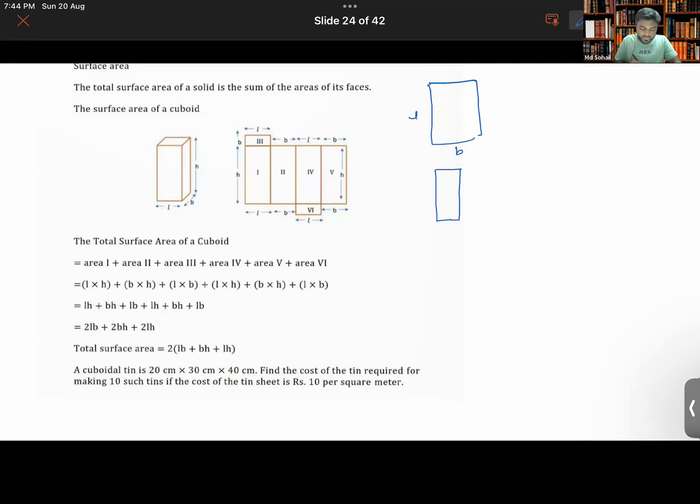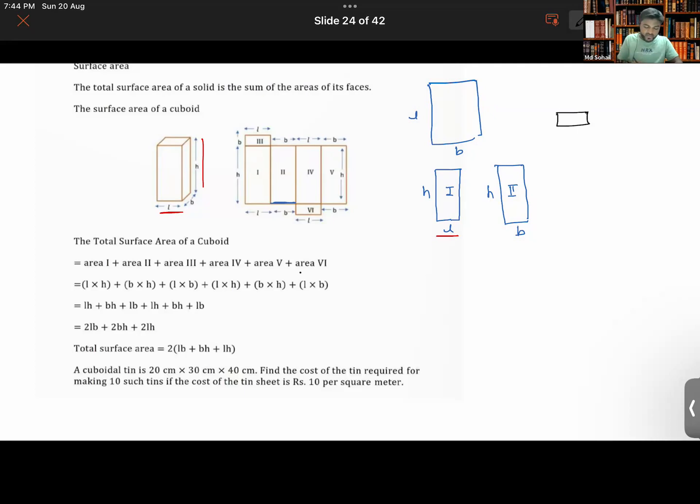Talking about the first one, this is its length and this is its height. Any confusion? This is the length we are talking about here, and this is the height. Now take figure number 2. What are the dimensions going to be? This one is its breadth, and this one is its height. And look at figure 3 as well. Figure 3 is this one.